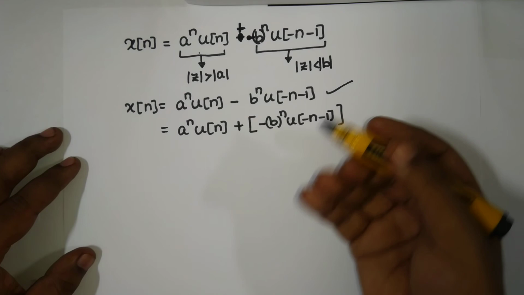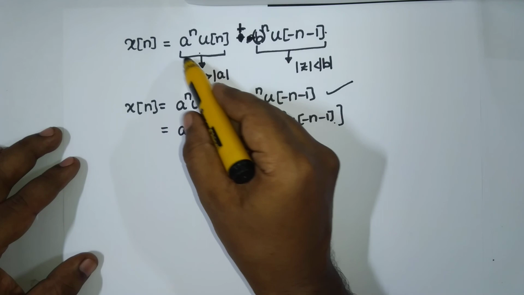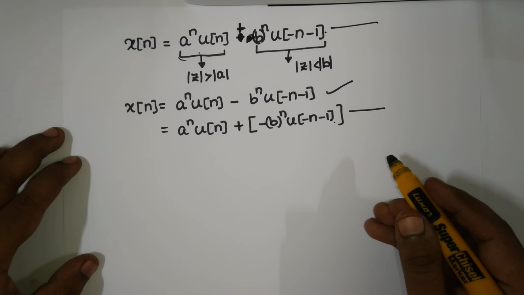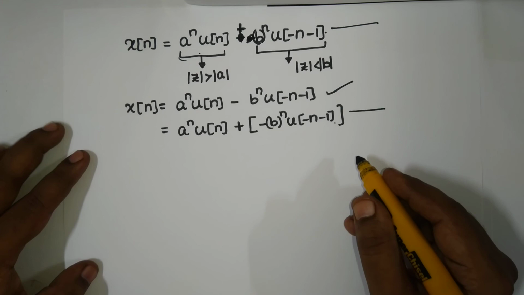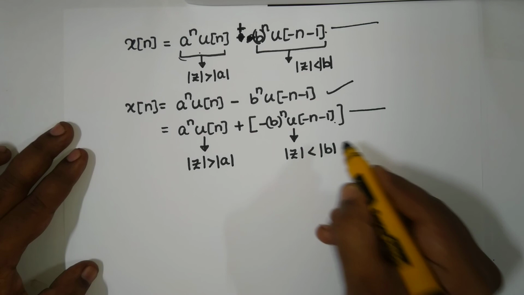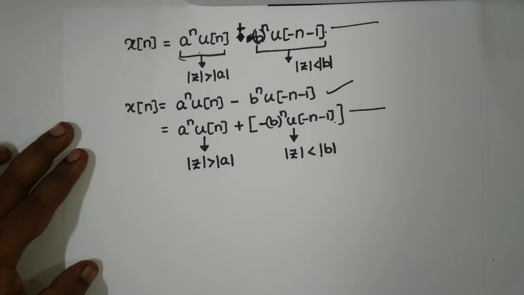The ROC will not change for this or for this. We get the same result whether I take A power n u of n plus B power n u of minus n minus 1, or A power n u of n minus B power n u of minus n minus 1. In either case, the ROC will remain the same. Here we have ROC |z| greater than A, and here ROC |z| less than B. Whether it is minus or plus doesn't matter. Anti-causal interior, causal exterior.